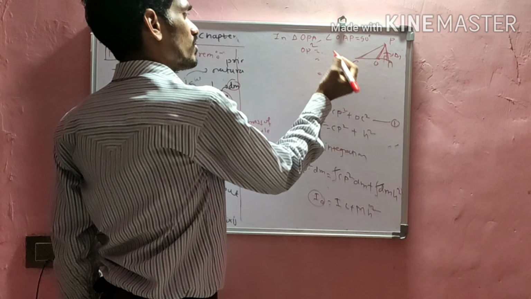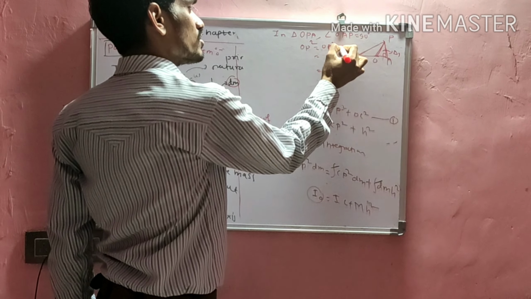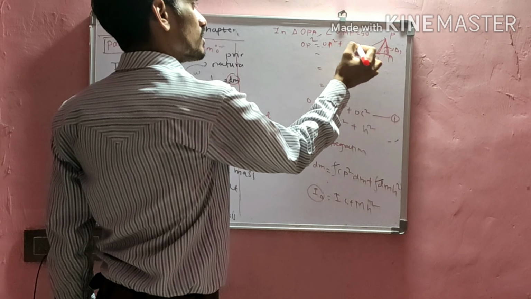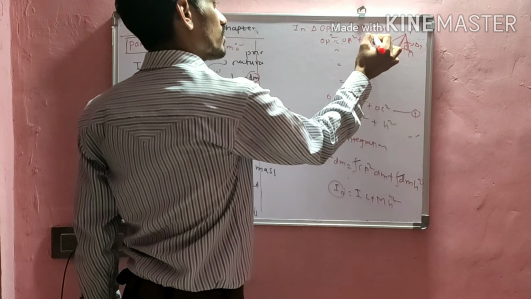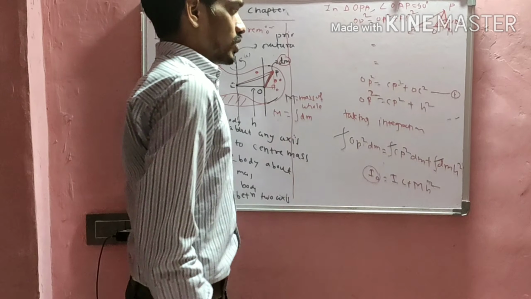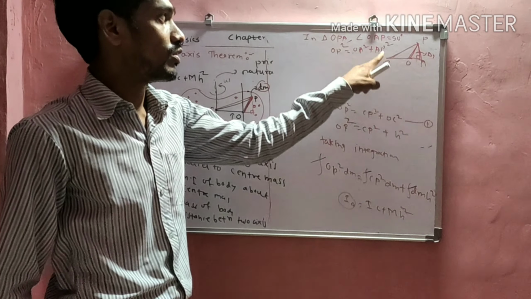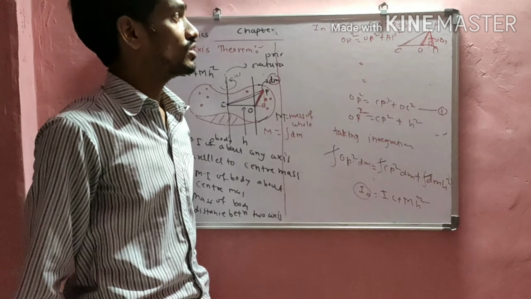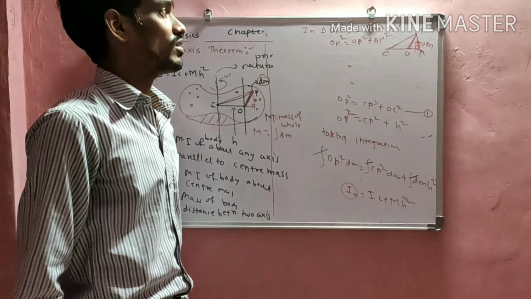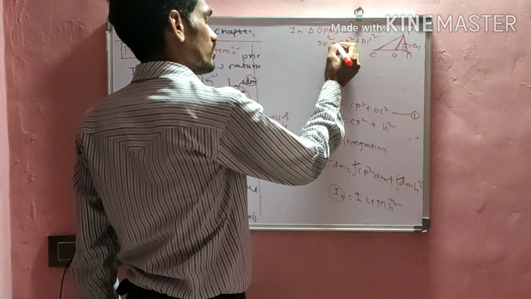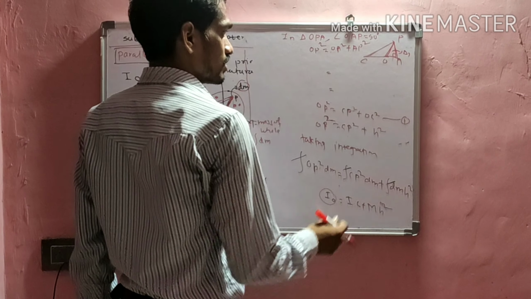OP square is equal to what? OA square plus AP square. But here we want CP square, and here we want AC square. What about AP? Again we have to apply the theorem.